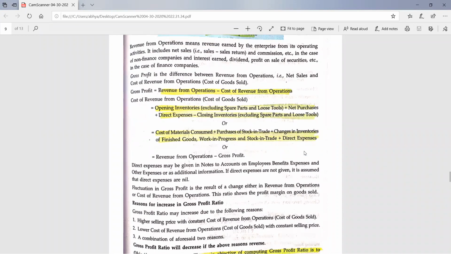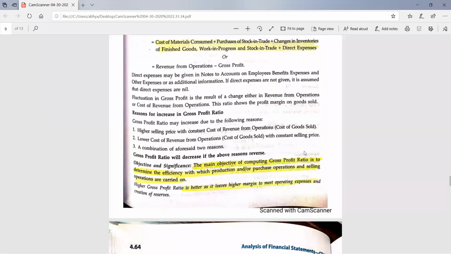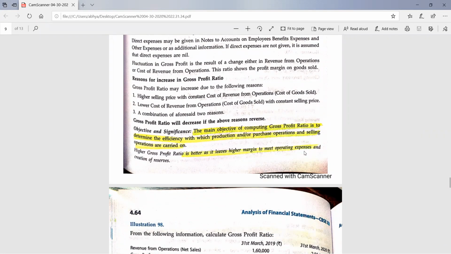Okay students, so any of the formulas you can use. Next is the objective and significance. Why are we calculating this ratio? The main objective of computing gross profit ratio is to determine the efficiency of the business, whether the resources are properly used or not, and how the selling operations are carried on. Profitability ratios are always better when high. So high profitability ratios are better as compared to lower, whether it is gross profit ratio, net profit ratio, ROI, or operating profit ratio. Every businessman wants a high profit, so the higher the ratio, the better.